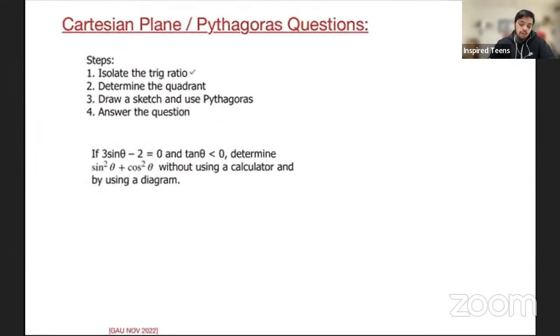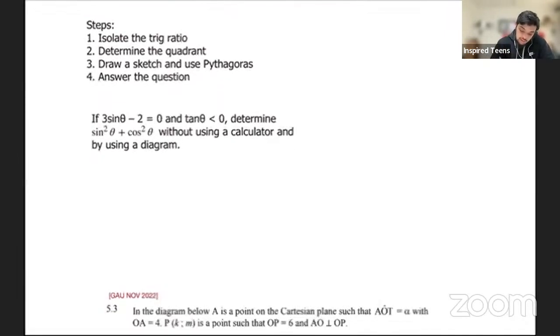This is how we're going to solve it. The steps are: isolate the trig ratio, determine the quadrant, draw a sketch, use Pythagoras, and answer the question. So let's do it, and then we can go back to those instructions.